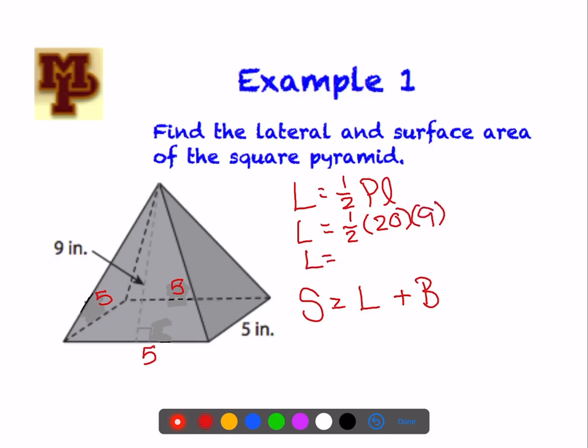Lateral area, well, half of 20 is 10, and 10 times 9 is 90 inches squared. Now again, we're focusing in on inches squared because our units are going to be squared in this case because again, we're dealing with area, not volume anymore, area.